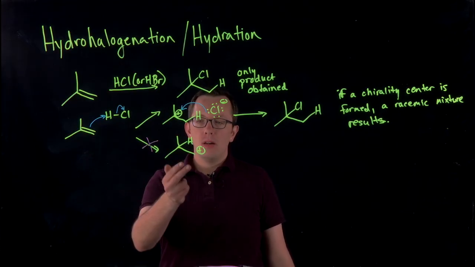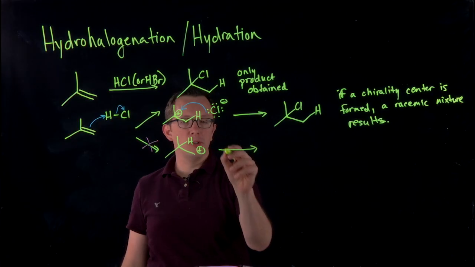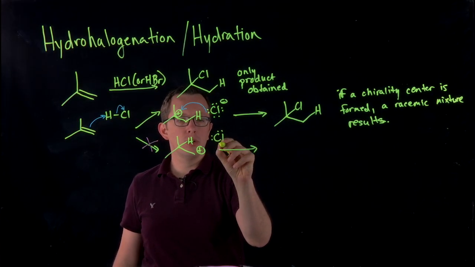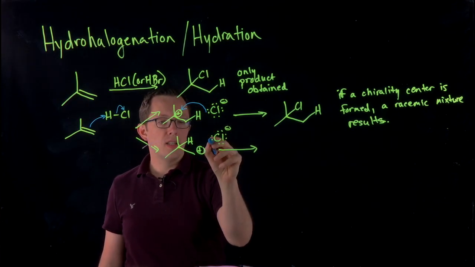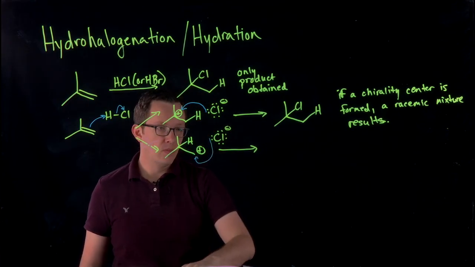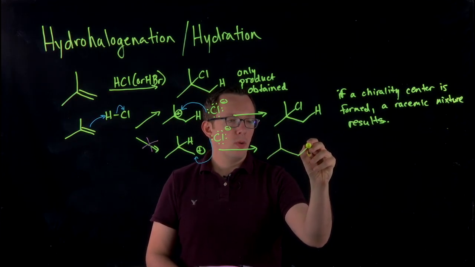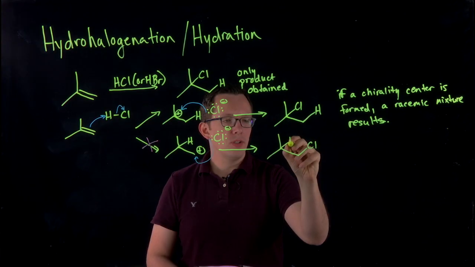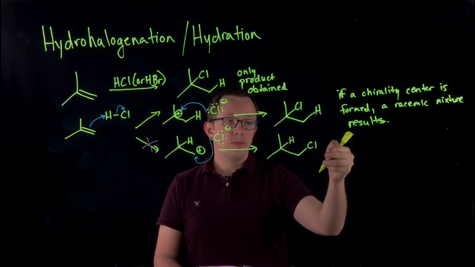If we follow the other pathway, the pathway that's not preferred, again, a very similar thing is going to happen. So we have chloride is going to act as nucleophile. And so here, it's going to attack the primary carbocation. And if this happened, we'll form a different product where we have chlorine at the less substituted position and hydrogen at the more substituted position. So now we have two possible products.